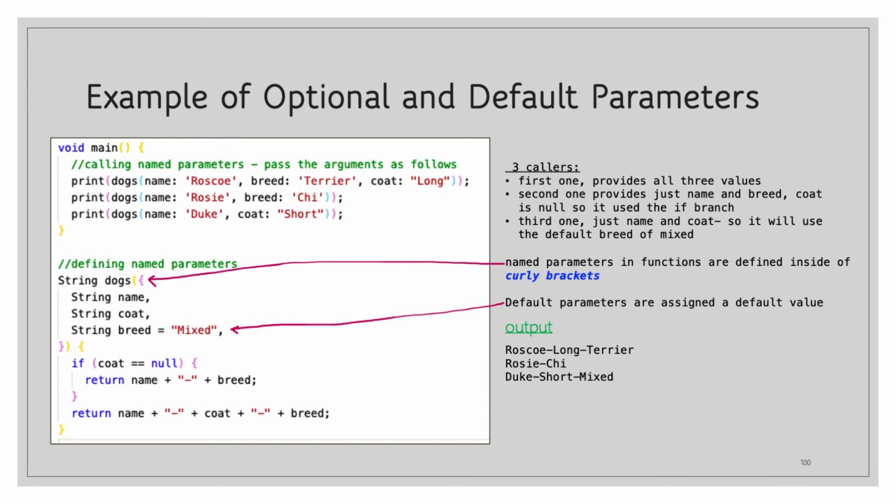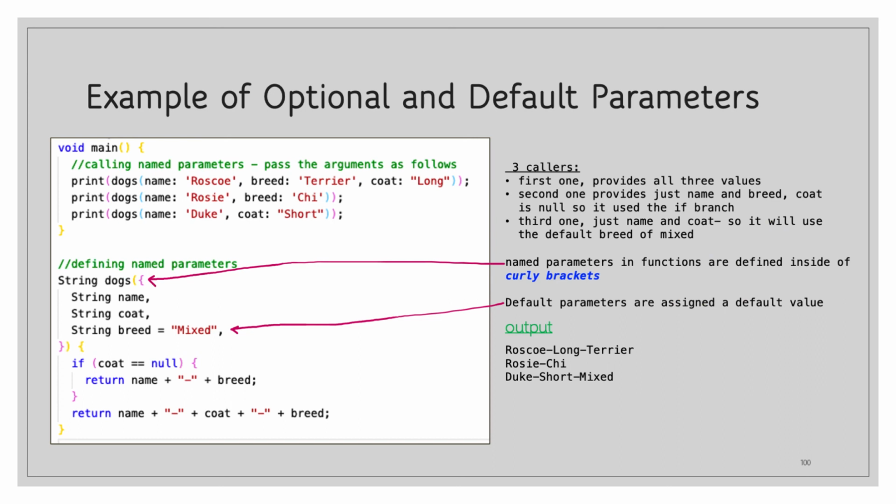All right, so let's look at the first one. The first one has all 3, Roscoe, terrier, long. So what is the output down here? Just as you would expect. It uses what the user or the caller passes in as arguments for these parameters, Roscoe, Long, Terrier.